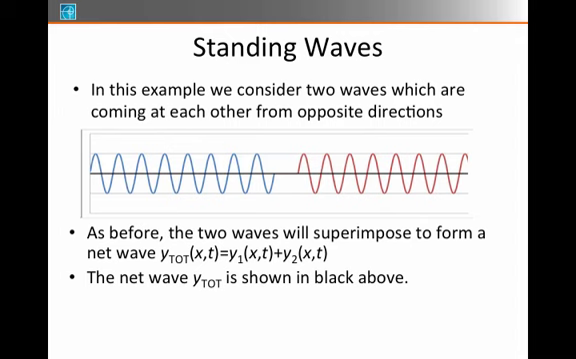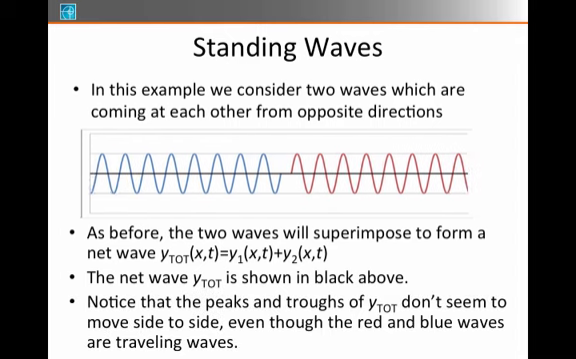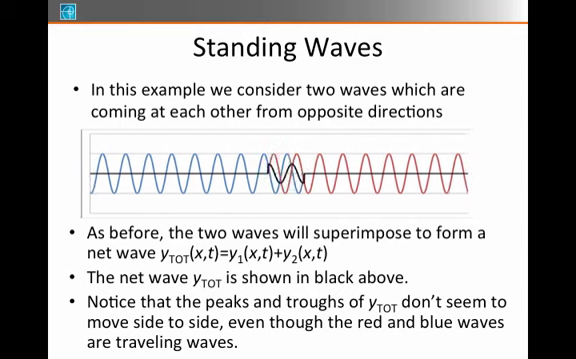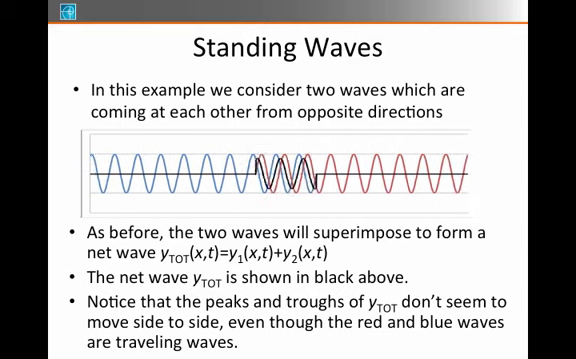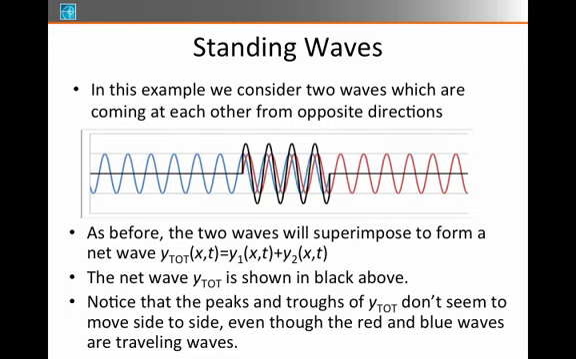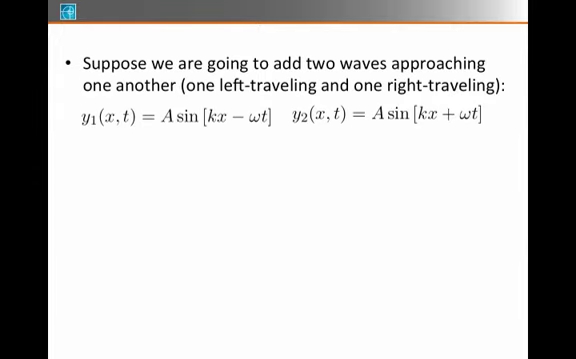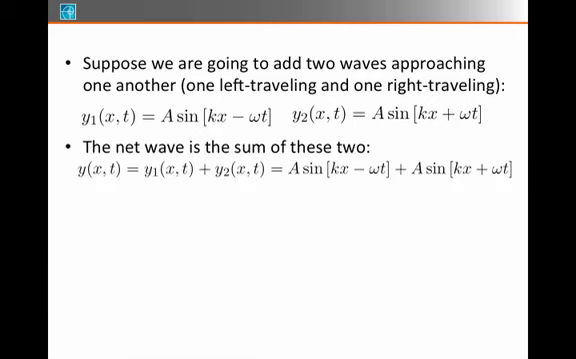Y total in the simulation is what's shown in black. And again, the feature of a standing wave is that the peaks and troughs of the black standing wave don't move left to right, they just oscillate up and down. So let's do the math. Let's actually say y1 is a sine(kx minus omega t), and let's say y2 is a sine(kx plus omega t). We're going to compute the sum, and so that's just y is equal to y1 plus y2.